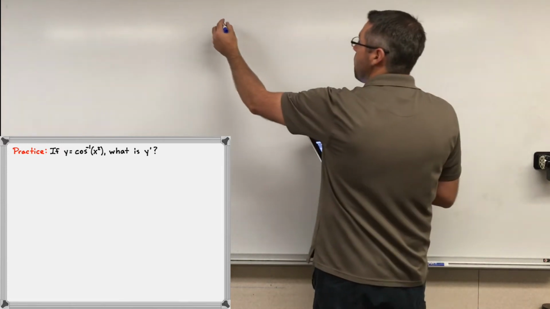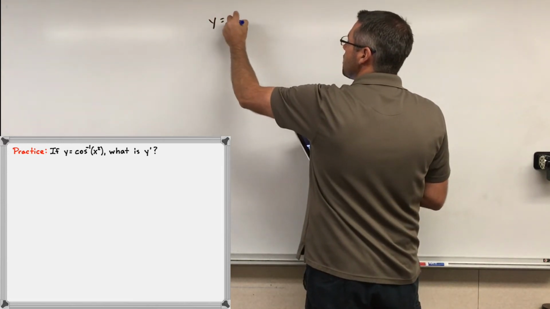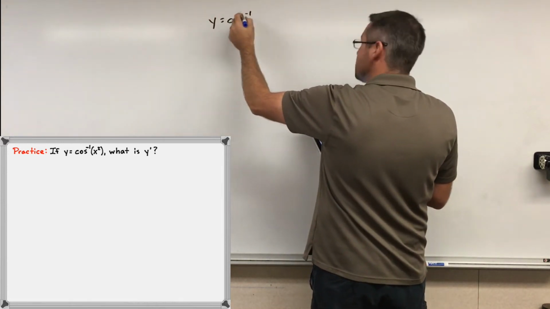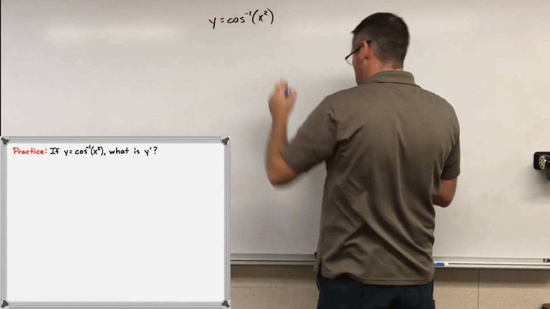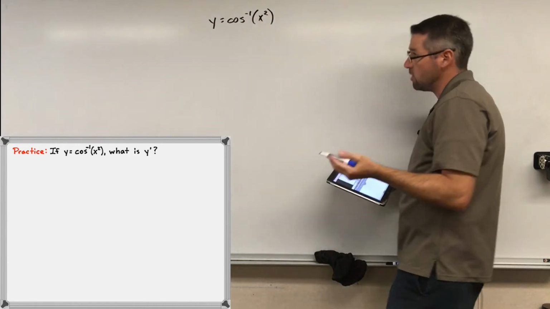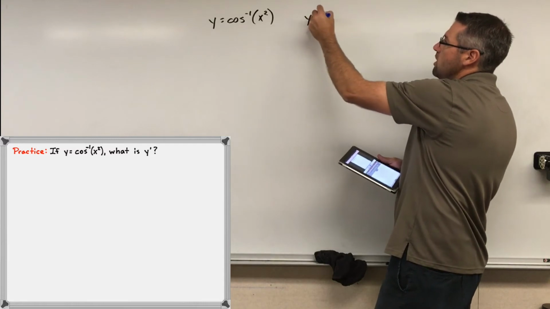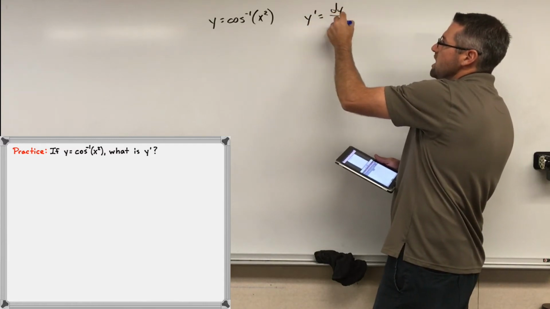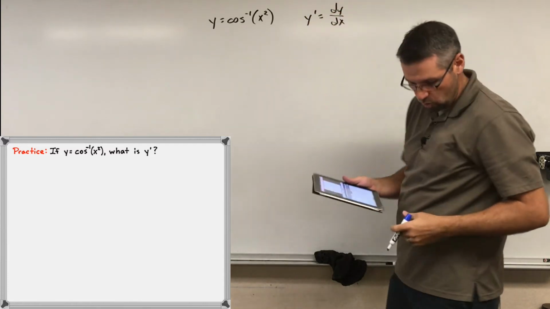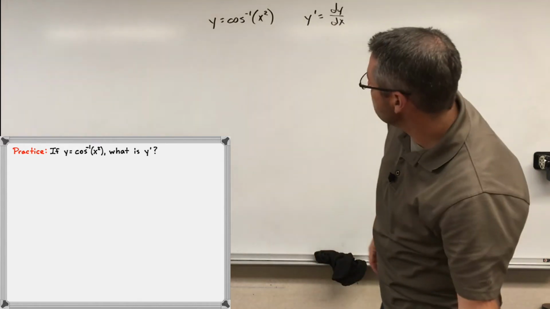For this one, it's saying y equals the arc cosine of x squared. And we are looking for y prime. In other words, if we're looking for y prime, the other way of saying that is dy dx. That's implying that x is the variable and y is the function. So let's go ahead and figure this guy out.